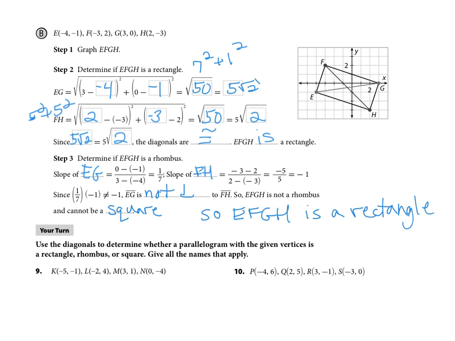So that's the process, you guys, that we're going to go through and that you're going to go through right now with your turns, number 9 and 10. Again, focus on just using those diagonals to determine whether the parallelogram that's given to you could also more specifically be called a rectangle, a rhombus, or whether it's both and it's a square. Okay? And that's where we're headed for today.